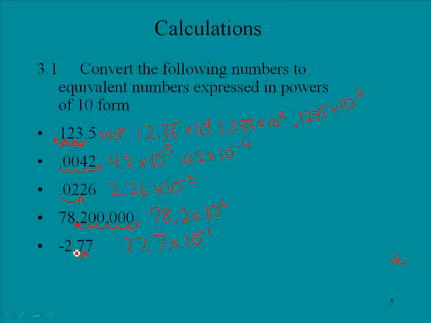We could have gone the other direction. We could have gone like this, and in that case we would have said minus 0.277 in this case times 10, and since we went to the left, the exponent would be a positive 1. So these are some alternative ways to express these basic numbers as powers of 10.